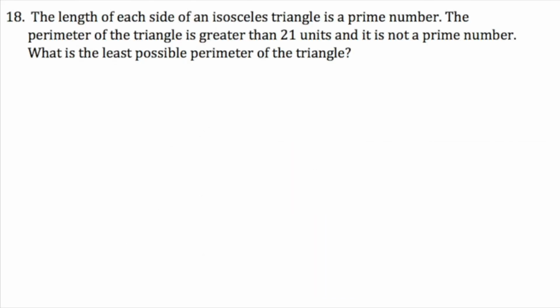Problem 18. The length of each side of an isosceles triangle is a prime number. The perimeter of the triangle is greater than 21 units and is not a prime number. What is the lowest possible perimeter of the triangle? So we actually want to pick the smallest prime number possible, which is 2, as our base. So we're going to pick 2 down there, and then the number that we need in order to get up to above 21 is going to be 11. So then 11 plus 11 plus 2 is equal to 24, and that's our answer.